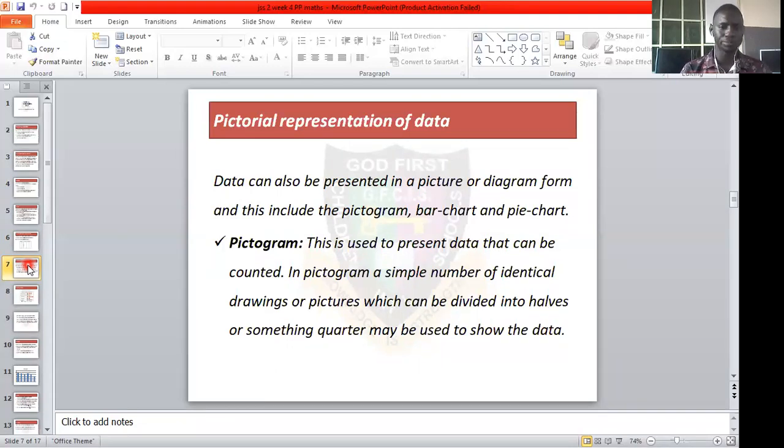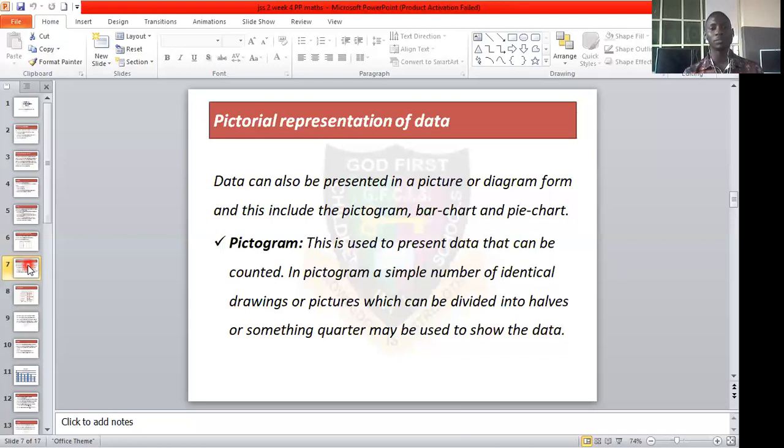So let's pick the pictogram. Let me explain this to you. This is used to present data that can be counted, like the number of students in the school, the number of chairs in the class, the number of systems in the ICT room, the number of tables in the class, the number of shoes students have. You understand? Numbers that can be counted. These are information that can be easily counted. You can use a pictogram to represent this kind of information.